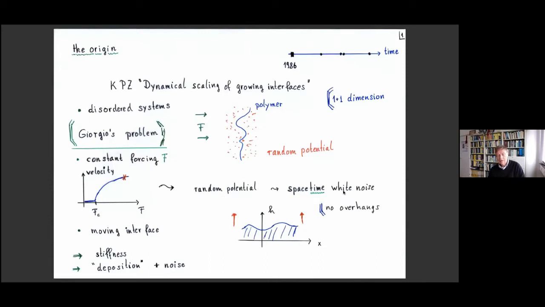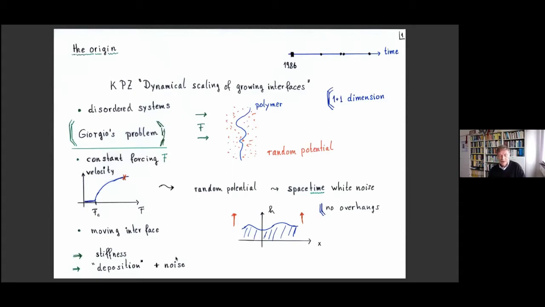Okay. Now, step number two in the simplification is that the polymer, of course, might have overhangs, a more complicated shape than what I have drawn. But that's not so important. Let's assume that the polymer actually can be described as a graph of a function. So there are no overhangs. And now we have a single valued height function, which depends on the spatial coordinate, and which is of course evolving in time. And by the way, how we set it up, it was on average moving with a particular velocity, let's say upwards.